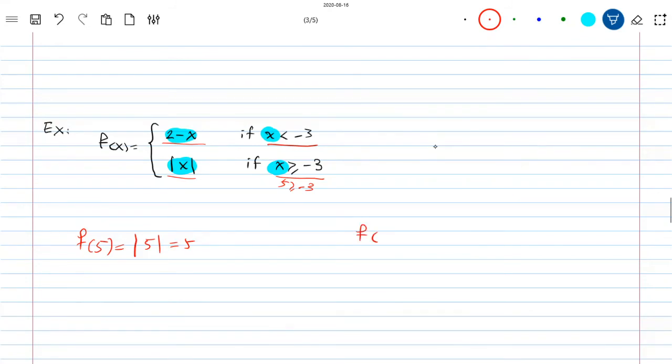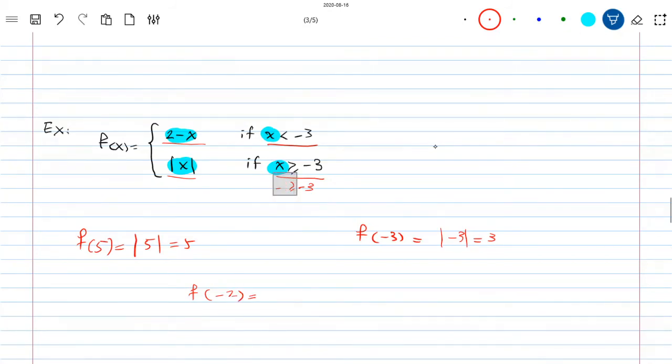How about if they ask you to find out f of -3? -3 belongs to the second expression again. -3 is greater than or equal to -3. The first one does not have equality. So I will say the absolute value of -3 equals 3. How about f of -2?